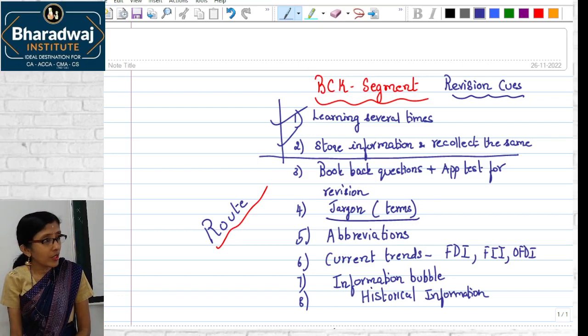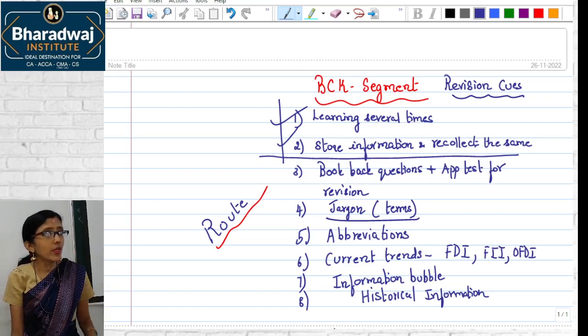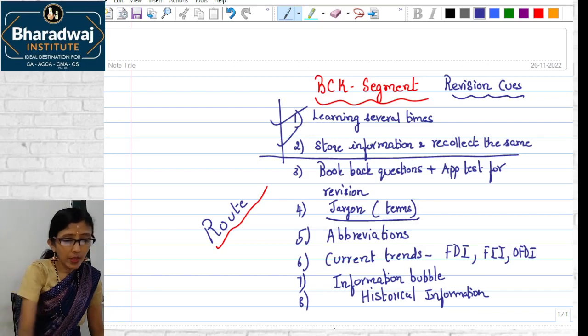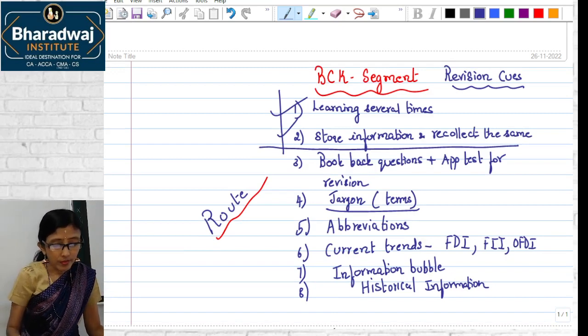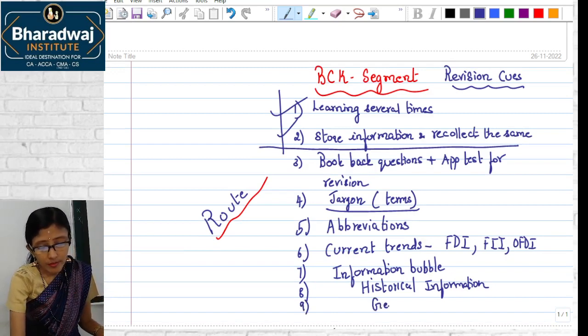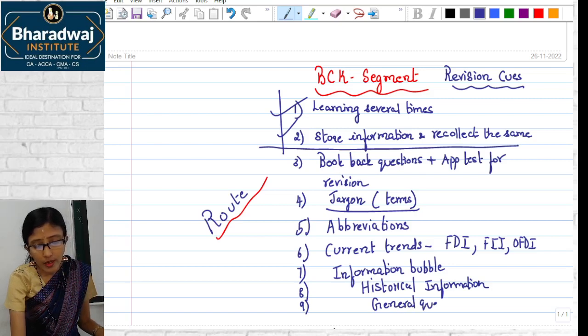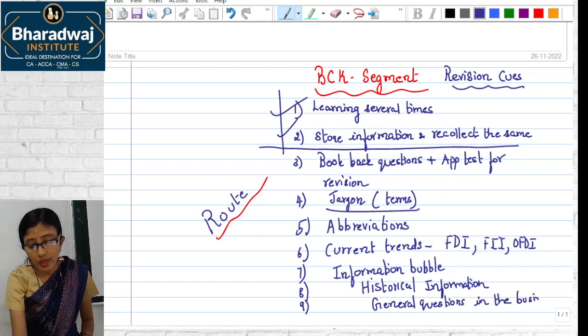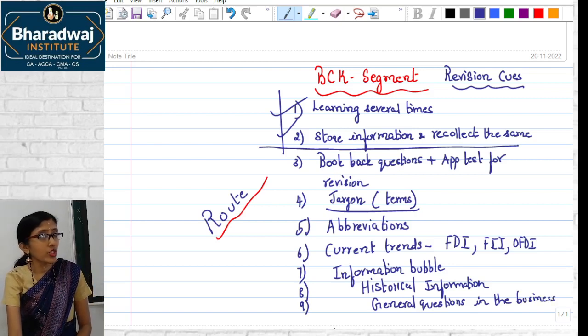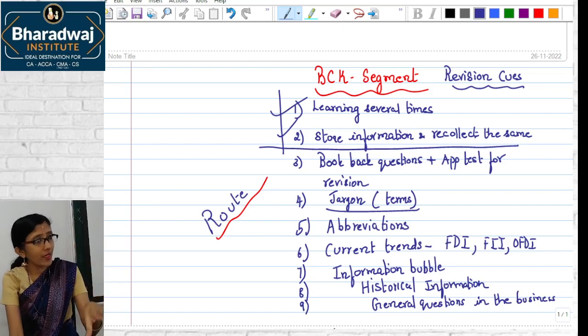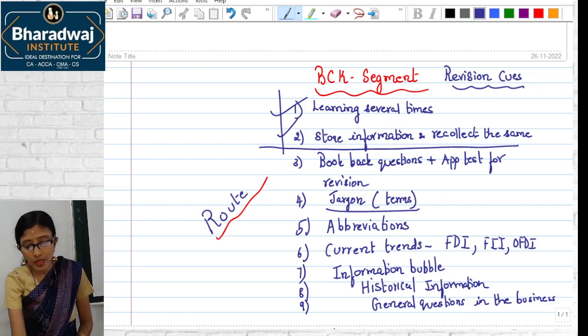And last but not the least, when you take the whole of BCK, there will be general questions based on this topic only, such as who is an entrepreneur, the difference between business and profession. So some general questions in the business context. Even the meaning of an entrepreneur, factors of production, objectives of business are not out of syllabus. Somewhere it is there in the syllabus itself. Even objectives of business enterprise. Okay, so general questions in the business context.